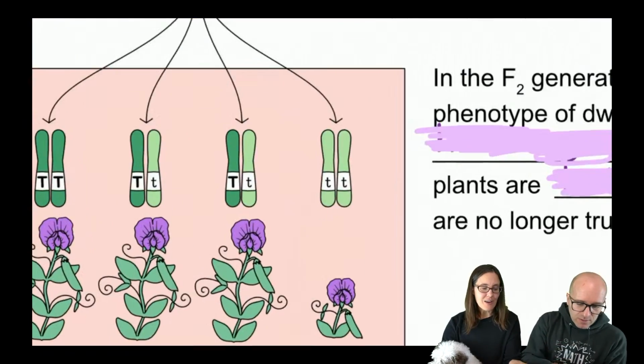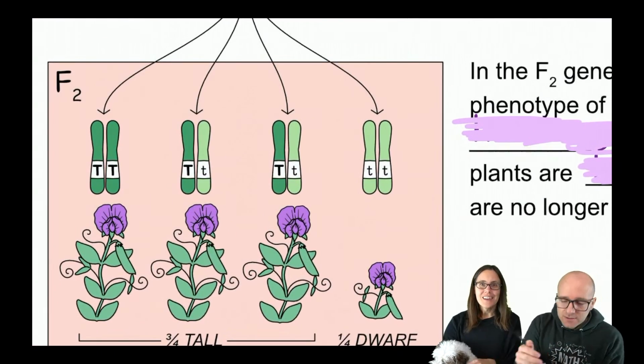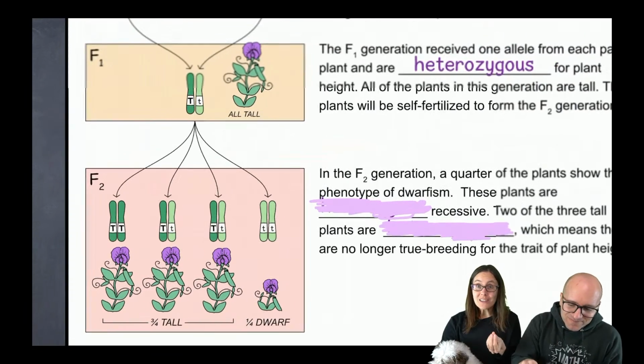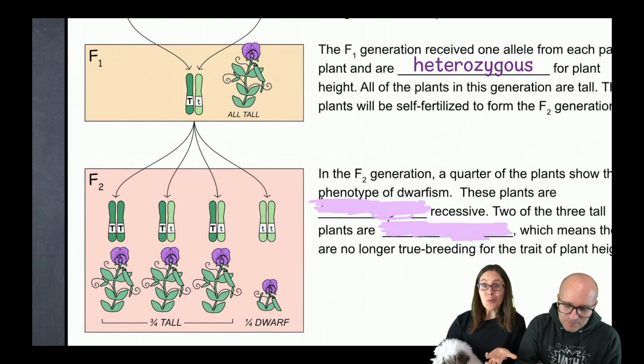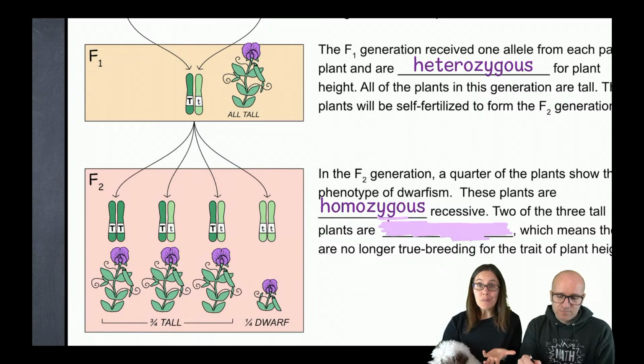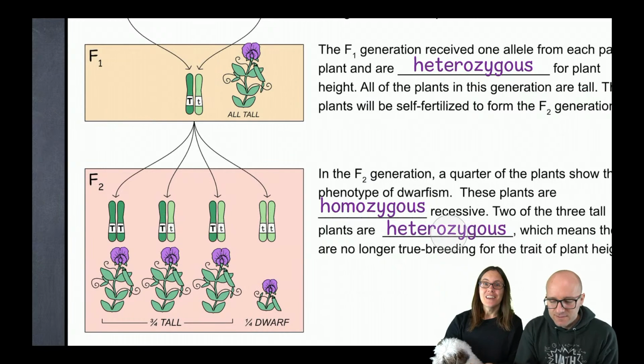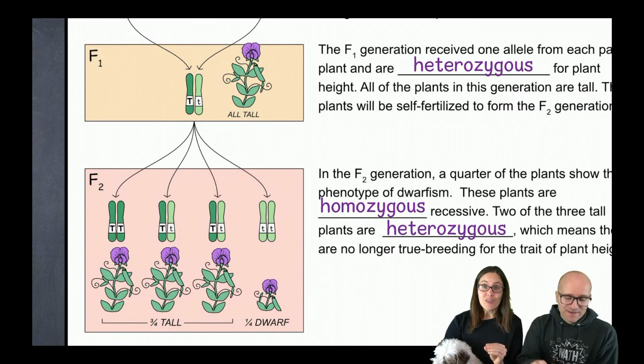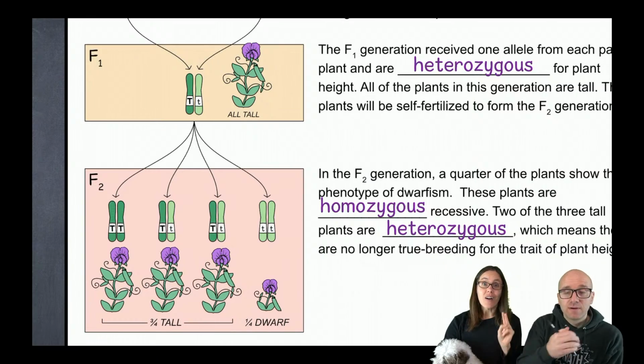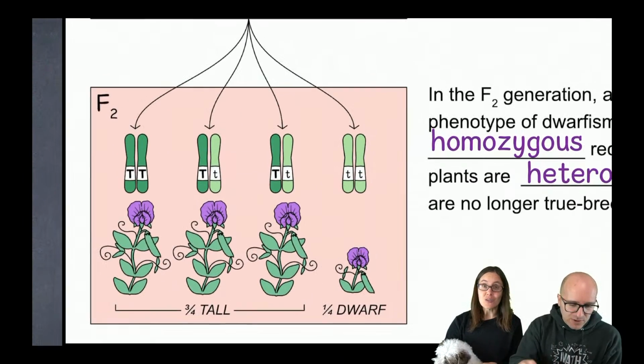So let's uncover that homozygous word right there. So our dwarf plants are homozygous. We can even add another word to make it more clear what we're talking about, and we can say they're homozygous recessive, and that tells us exactly what we have. And then 2 of the 3 tall plants are heterozygous. They have information for each.